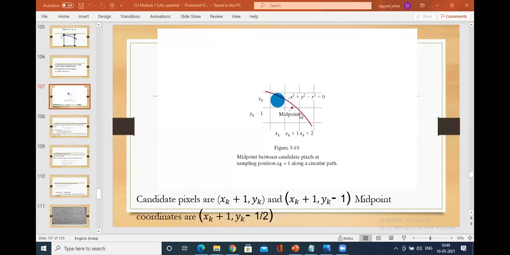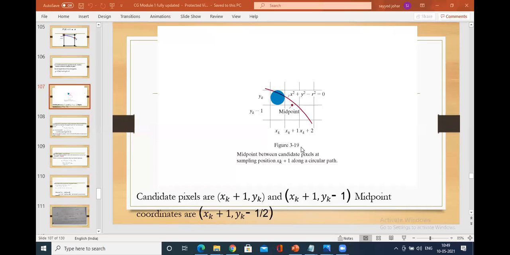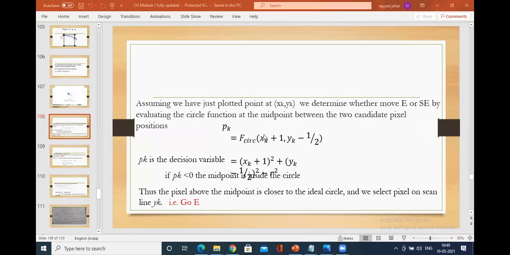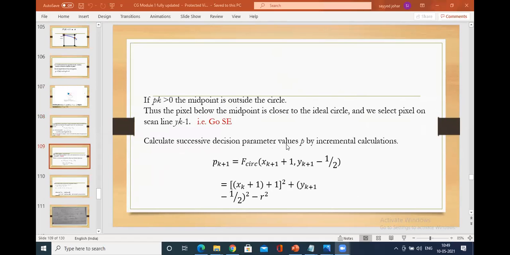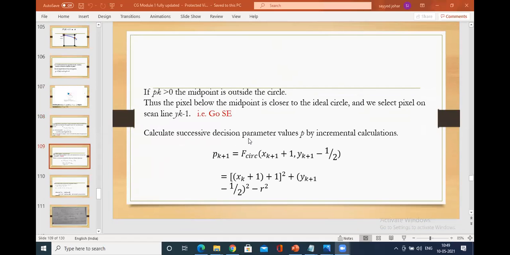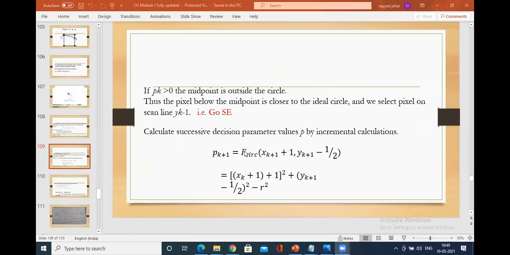Whether yk or yk minus 1 will be the next intercept, that is the question for us, and it will be decided based on the decision parameter. The derivations I have shown you are based on the midpoint circle algorithm, and we are going to derive the value of the decision parameter, that is pk.